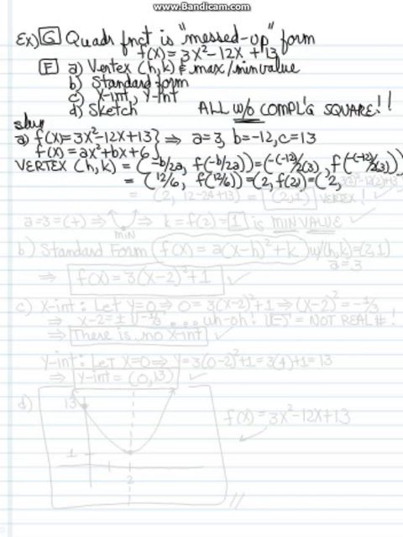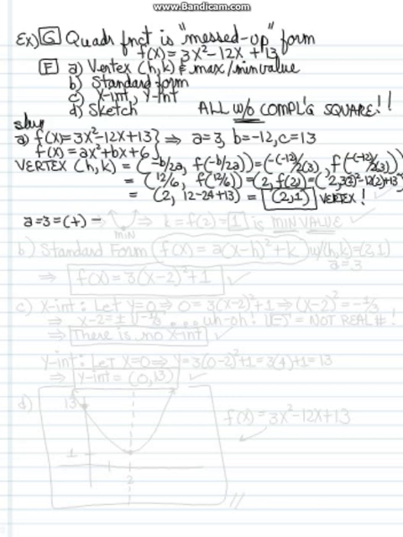Now what's f of 2? Well, you acquire f of 2 by running x equals 2 through the given function 3x squared minus 12x plus 13. So for the y-coordinate we have 3(2) squared minus 12(2) plus 13. Evaluate that, simplify it: 2, comma, 12 minus 24 plus 13, which is equal to 2, comma, 1. That's our vertex.